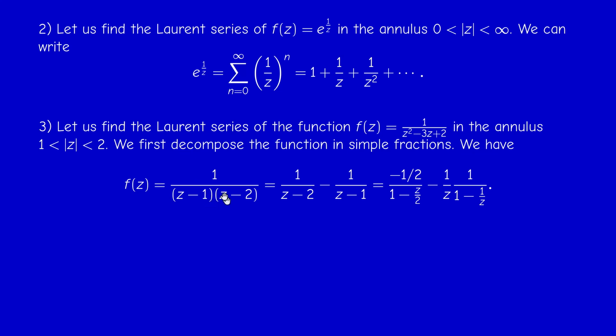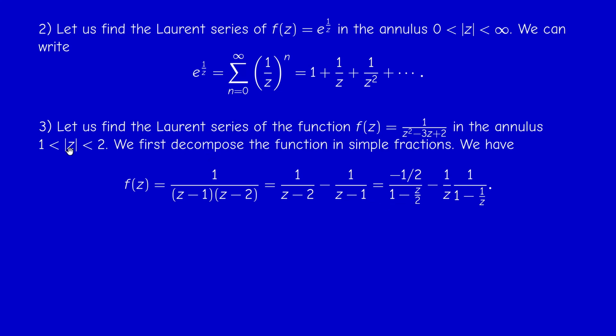Now, there is a trick here. Of course, there's a systematic way of decomposing. You write a over z minus 2 plus b over z minus 1, or vice versa, and then you find a and b by identification. But there is a trick here. If you write 1 as z minus 1 minus z minus 2, you get a quicker decomposition.